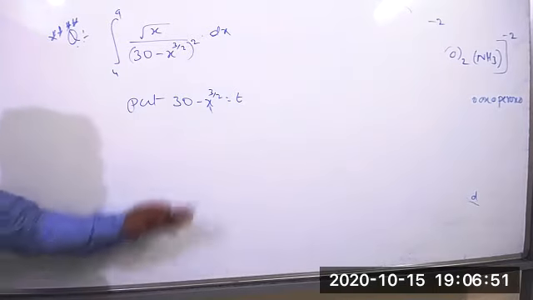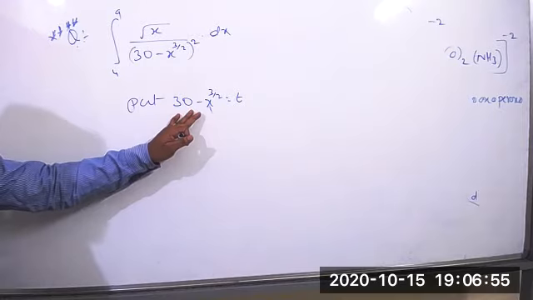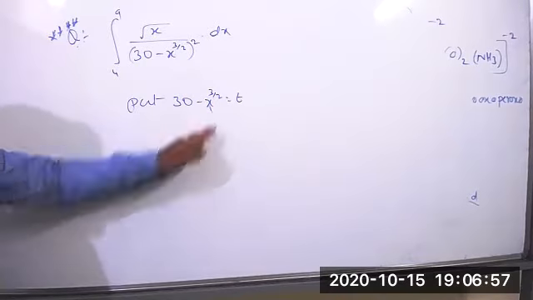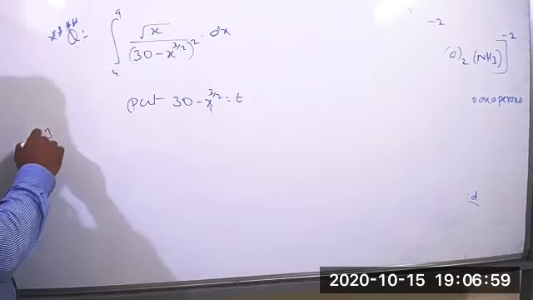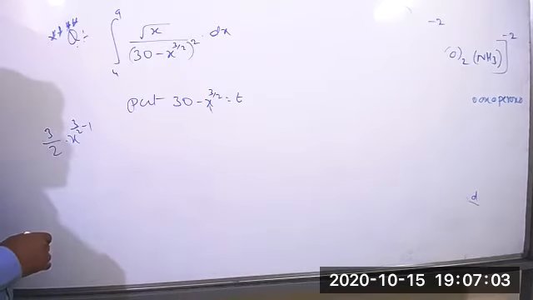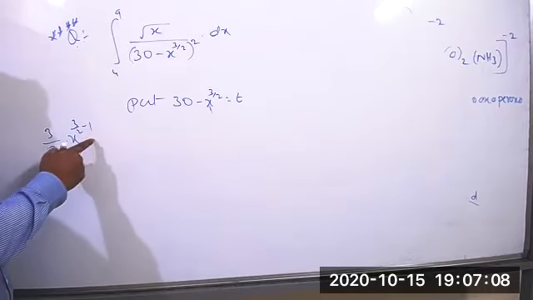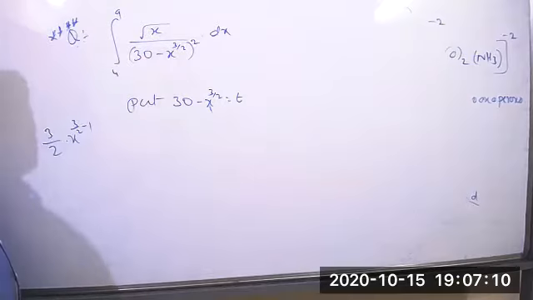Because here, why I am taking this: the differentiation of a constant is 0 only, and x power 3 by 2 equals how much? This we write as 3 by 2 into n into x power n minus 1. So 3 by 2 minus 1 equals 1 by 2. So x power 1 by 2 equals root x. Clearly root x is there now.